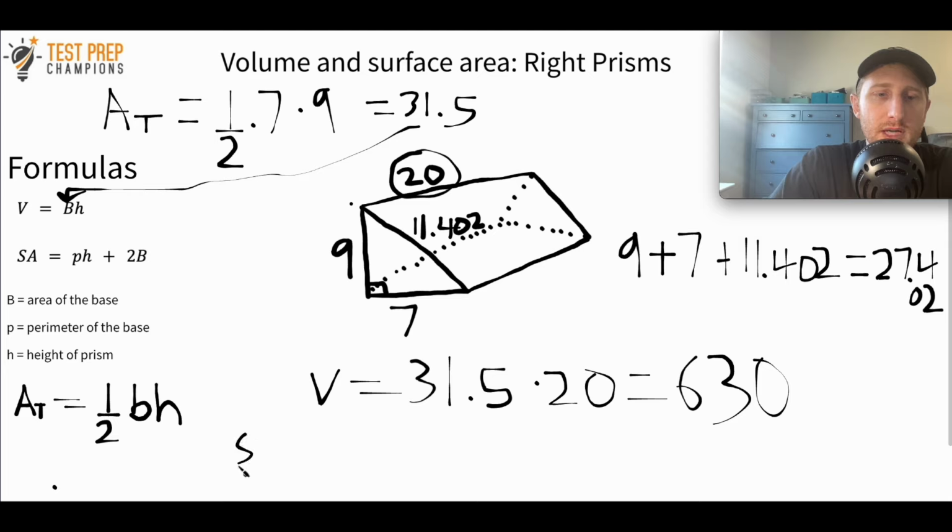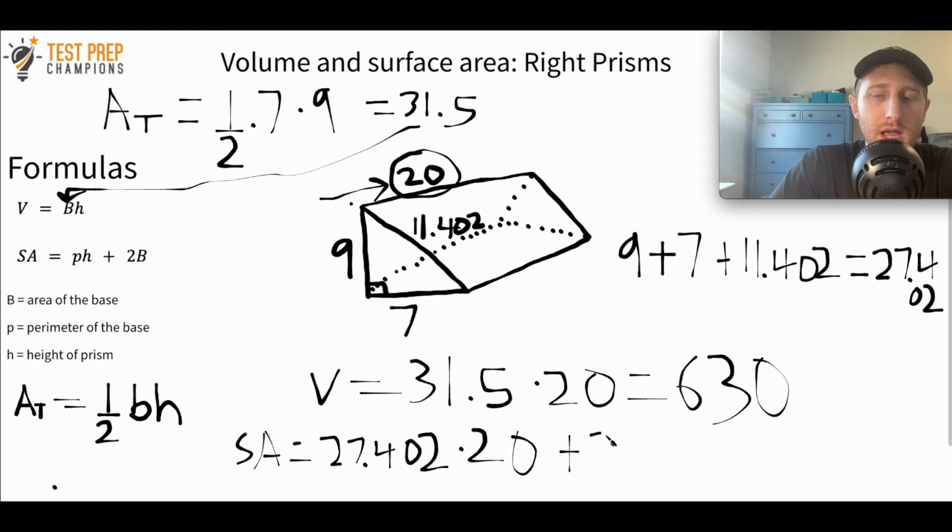So when we do our surface area calculation, what we're really going to do is 27.402 times the height of the prism, which again is 20. So times 20 plus 2 times the area of the base. Now, what is the area of the base? Well, the area of the base is this 31.5. So we'll do times 31.5. And when we do this in our calculator, we get 611.04. And what the heck, let's just call it 611. So the surface area is 611, the volume is 630.